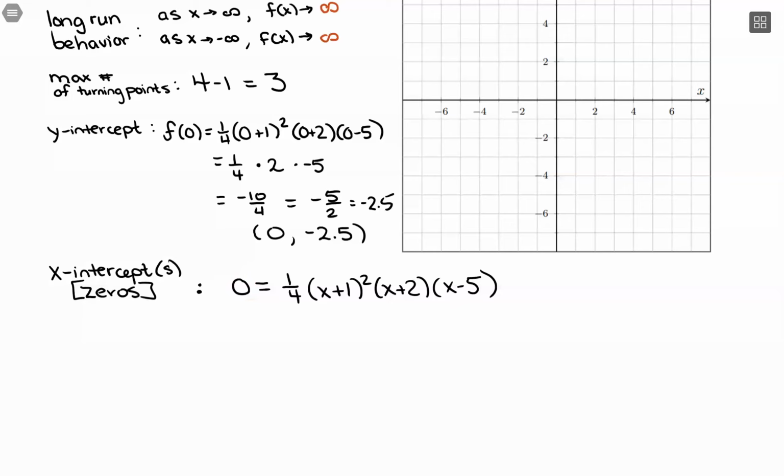You can solve each of those pieces separately, or if you're comfortable with it, it's just a matter of going through these and switching the signs. So we're going to have x equals -1, x equals -2, and x equals positive 5. Now, in terms of the multiplicity, because x plus 1 is squared, that's going to have a multiplicity of 2. And the others have exponents of 1, so those are going to have a multiplicity of 1.